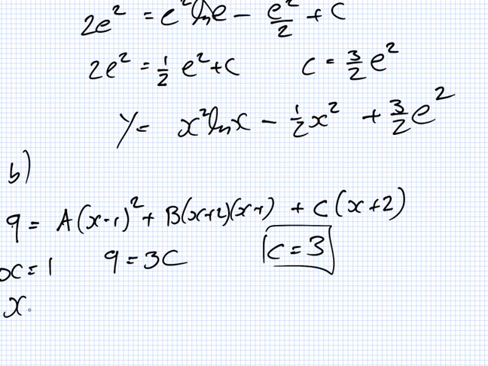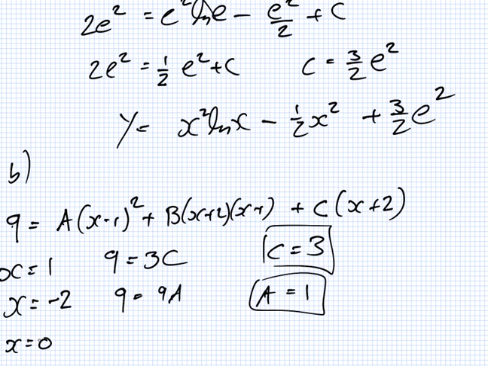Next, x equals minus 2. So then I get 9 equals 9a, gone and gone. So then a equals 1. And lastly, I can just make x equal to 0. So I get 9 equals a plus b times 2 plus 6, 7, 8, 9, b equals 1.